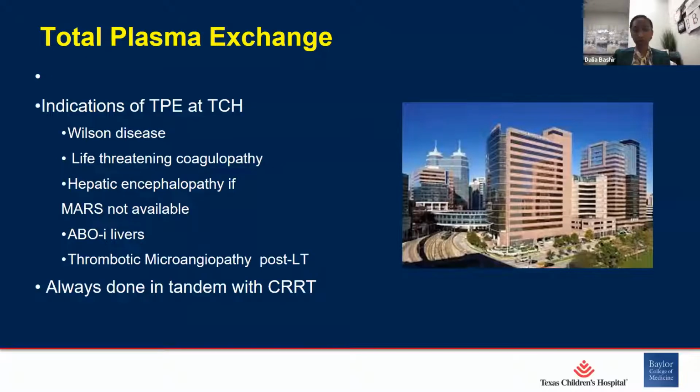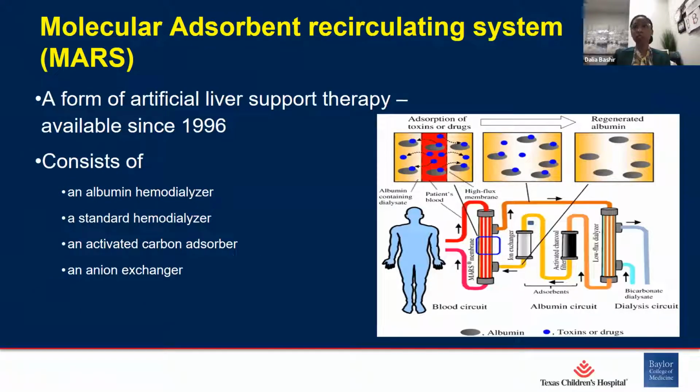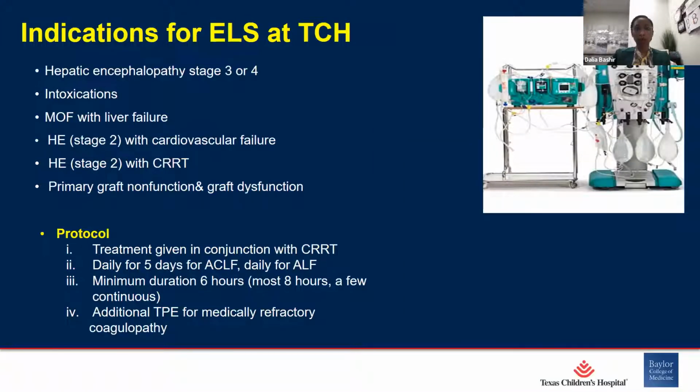We use total plasma exchange for patients who have hepatic encephalopathy or life-threatening coagulopathy or are about to undergo ABO-incompatible livers. And I'm sure Dr. Navaiee will talk a little bit more about the total plasma exchange. And we use a form of artificial liver support, the molecular adsorbent recirculating system, that consists of an albumin hemodialyzer, a standard hemodialyzer, an activated carbon adsorber, and an ion exchanger to help us with management of our hepatic encephalopathy and multiple organ failure that we see in our patients.